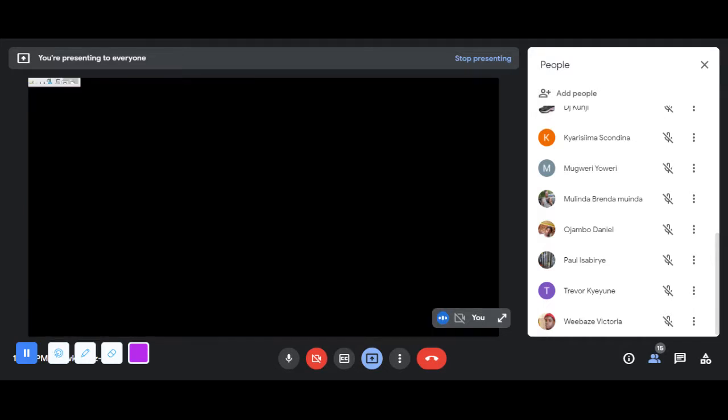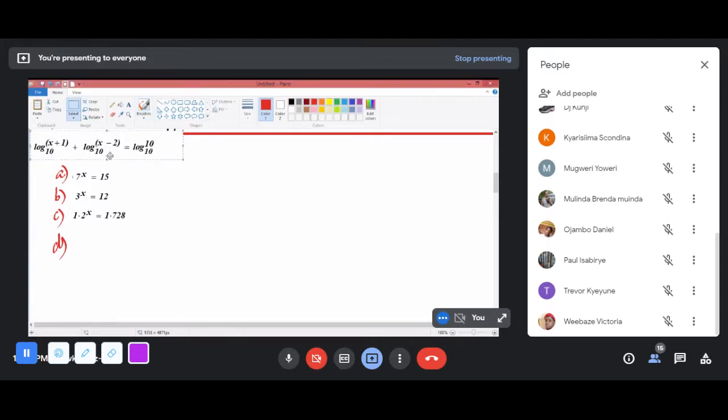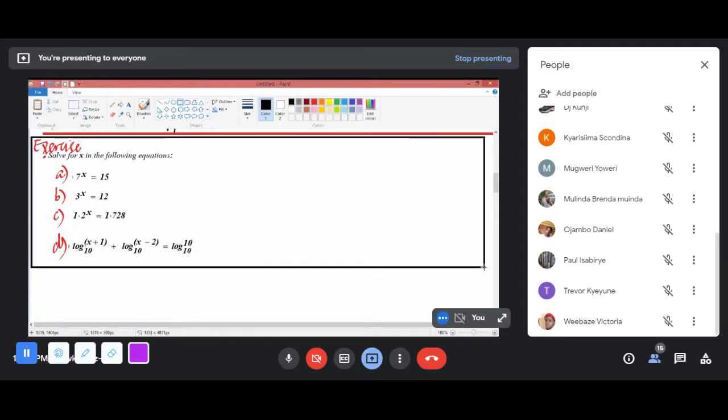Part D, I'll add something here. If it was addition, what would the learner do? Solve for x in the following numbers. So those are for our trial purposes. Any question?